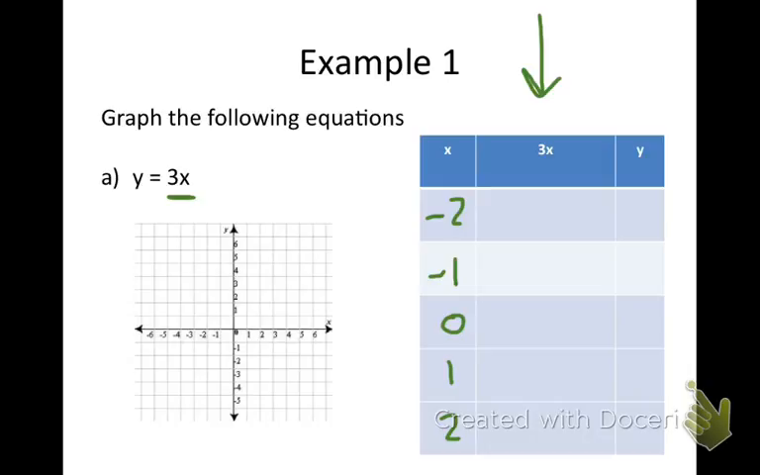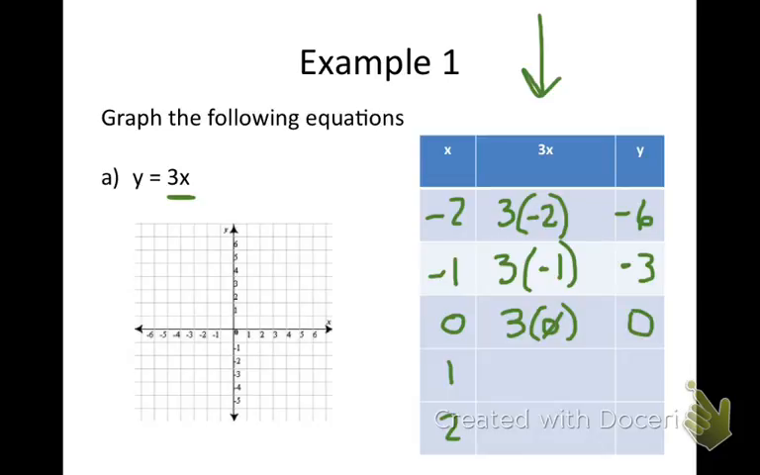So we'll substitute in x. 3 times -2, and then we know the answer is -6. Following this rule as set forth, 3 times -1 is -3. If x is 0, 3 times 0 is 0, and there is our origin. That's our ordered pair, 0, 0. We knew this would happen. 3 times 1 is 3, and 3 times 2 is 6. So I can list my ordered pairs as -2, -6.